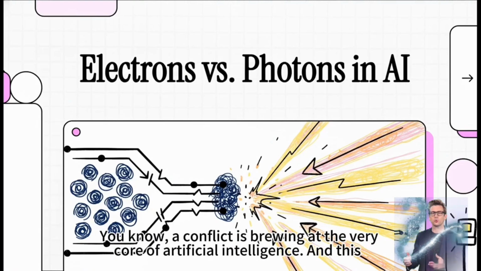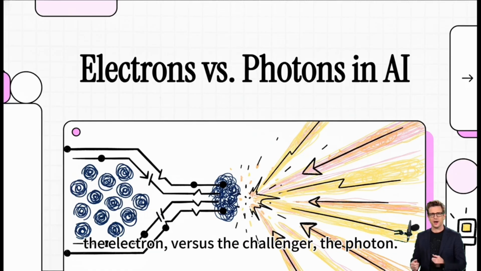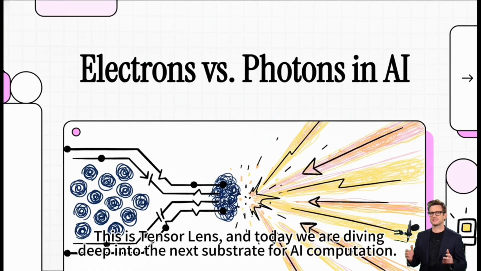A conflict is brewing at the very core of artificial intelligence. And this isn't a war fought with soldiers, but with fundamental particles. It's the incumbent, the electron, versus the challenger, the photon. This is Tensor Lens, and today we are diving deep into the next substrate for AI computation.